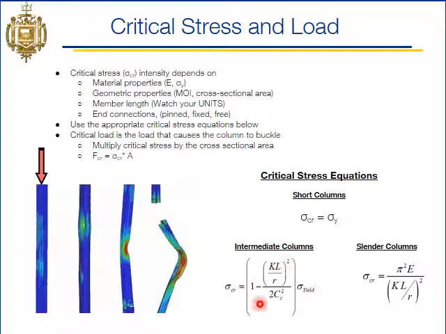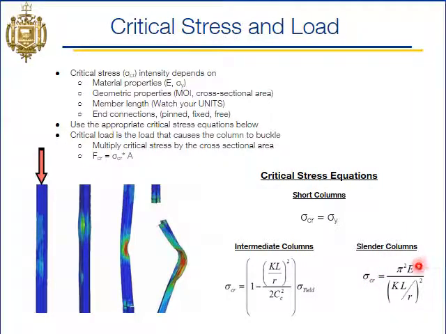So this factor here will give you something less than 1, which is multiplied times the yield strength. So some factor less than the yield strength would be our new critical stress for intermediate columns. And if we end up with a long and slender column, so for A36 steel, if we are above C sub C of 126, this would be the equation that we use.